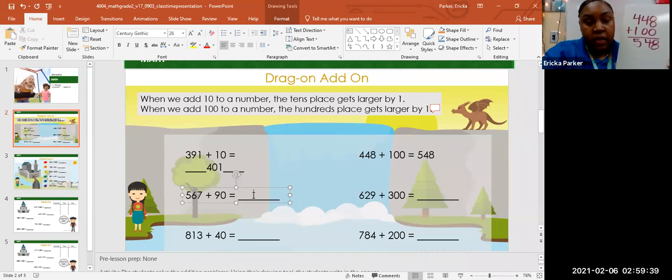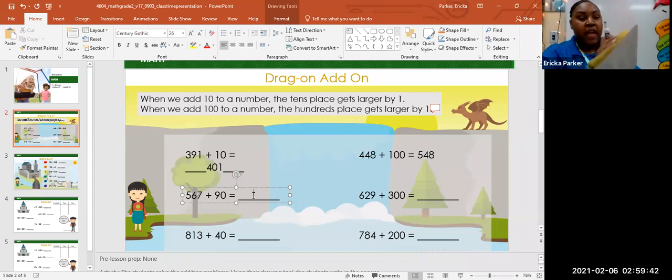Okay. So let's take a look here. We got 567 plus 90. As you can see, our numbers are getting bigger. So we already know 7 plus 0 equals 7. 6 plus 9 equals 15. And 1 plus 5 equals 6.